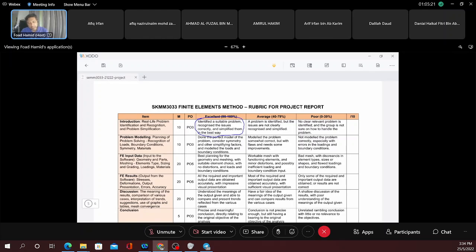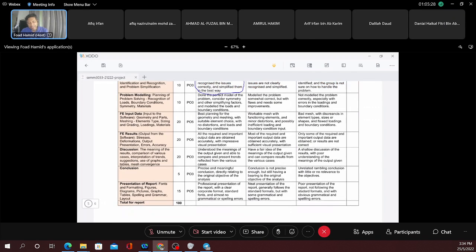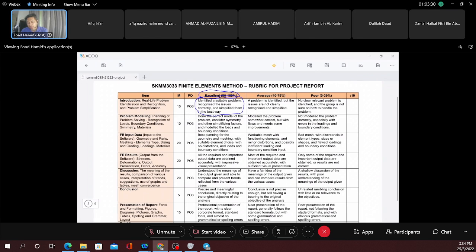Okay, so in this case, what you want to do is to look at this column, the 80 to 100% column. This is what you want to look at. Do not look at this one, this is for not good. Do not look at this either. Please take a look at this only.